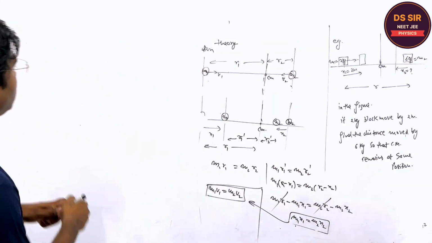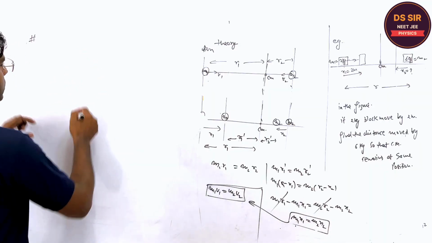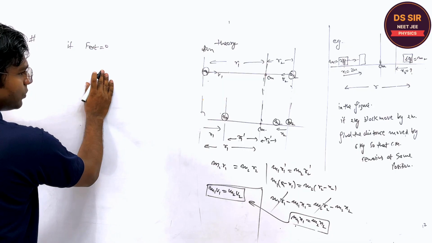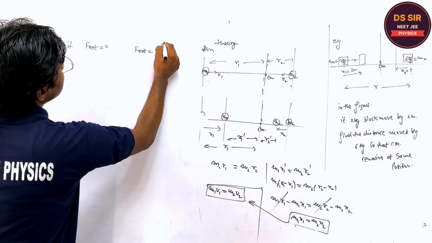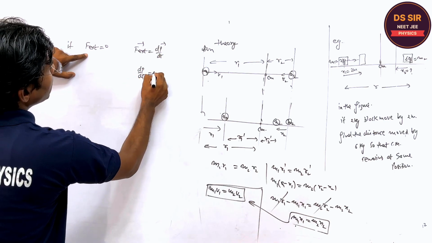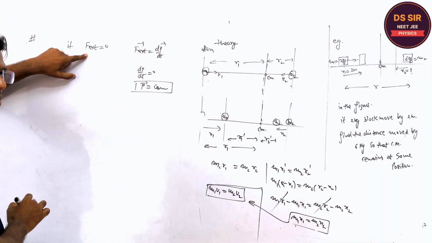Listen to one thing, the concept I am telling you. If there is a 2 block system or 3 block system, and the external force on the system is 0, what is the external force? It is the rate of change of momentum of the system. Then if external force is 0, dp upon dt is 0, which means linear momentum remains constant. Are you getting it or not?